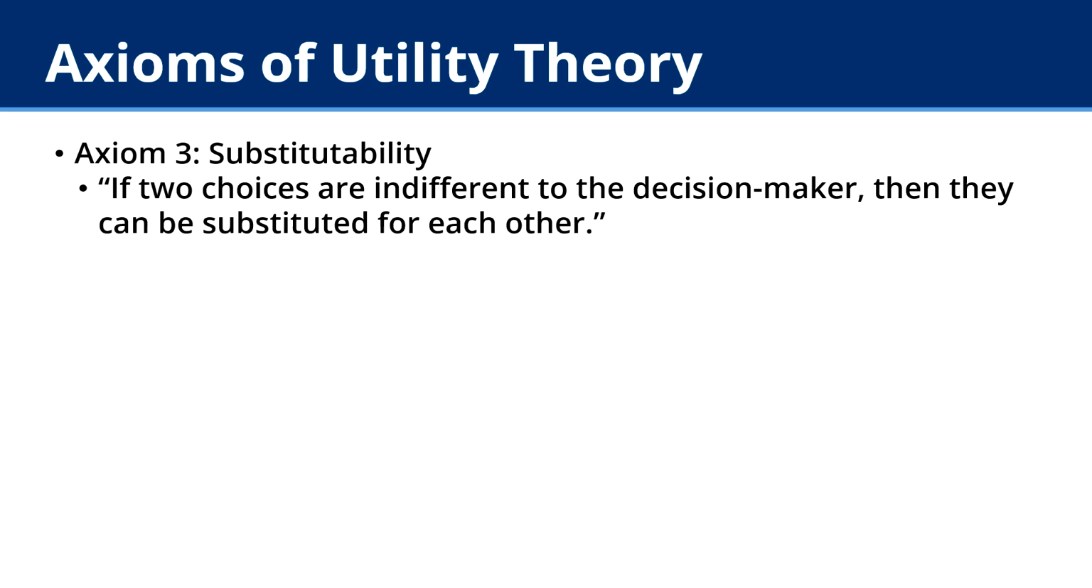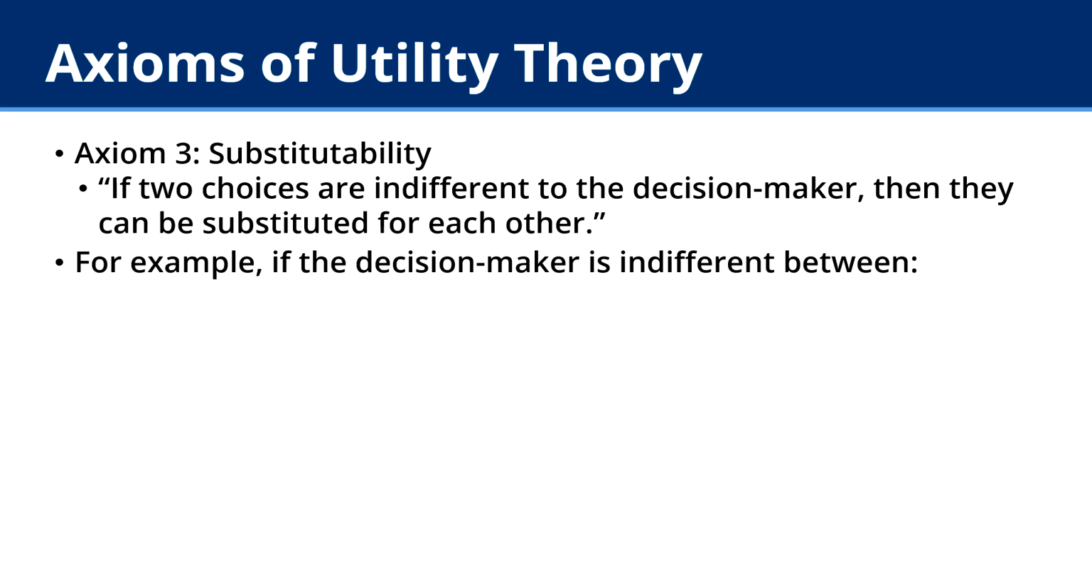Let's discuss axiom 3, substitutability. If two choices are indifferent to the decision maker, then they can be substituted for each other. I'll demonstrate with an example. For example, if the decision maker is indifferent between these two lotteries, lottery 1 is a guarantee for $15,000 and lottery 2 with an 85% chance for $30,000 and a 15% chance of losing $10,000.